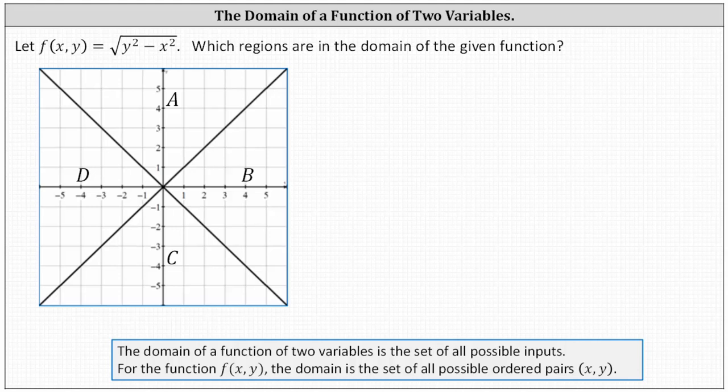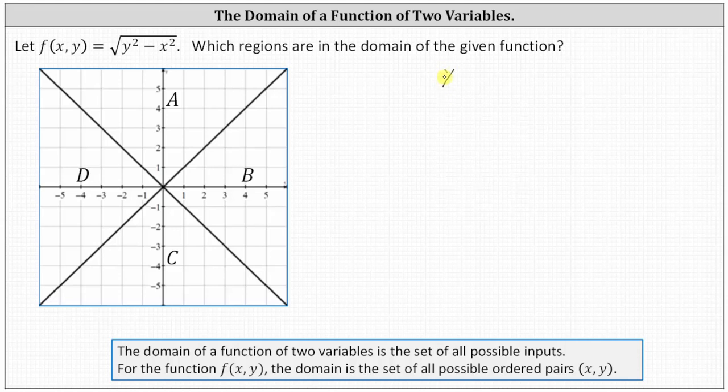Given f of x equals the square root of the quantity y squared minus x squared, determine which regions on the coordinate plane below are in the domain of the given function. Because we have a square root function, we need to recognize that the radicand, or the expression under the square root, must be non-negative for the result to be real.